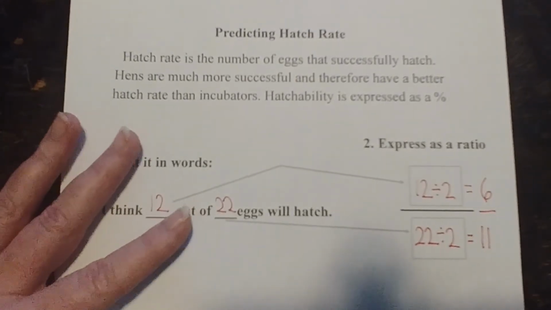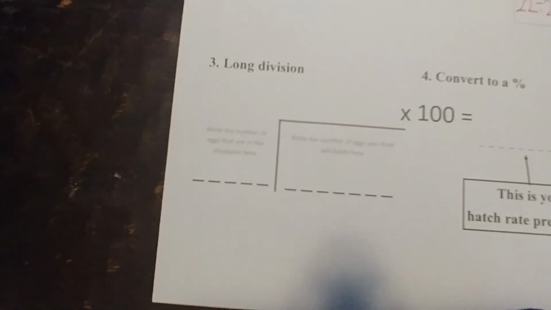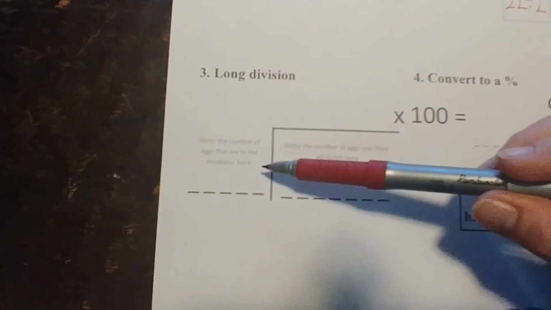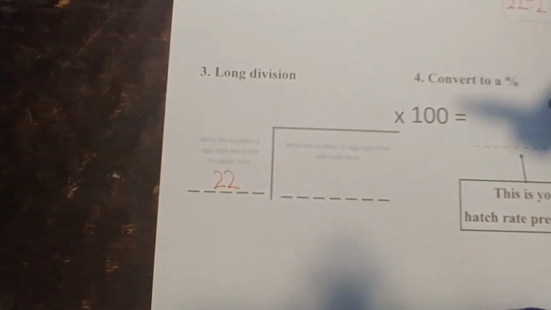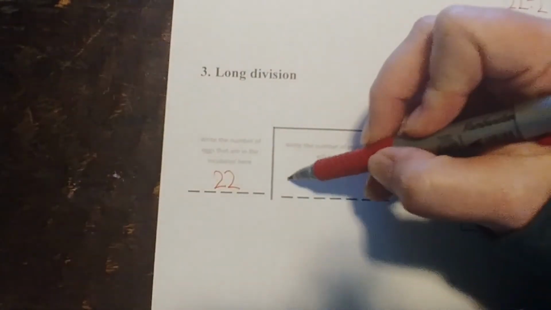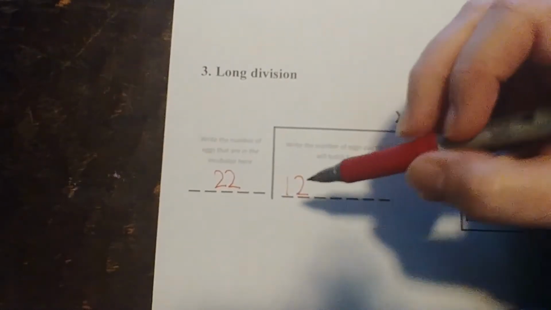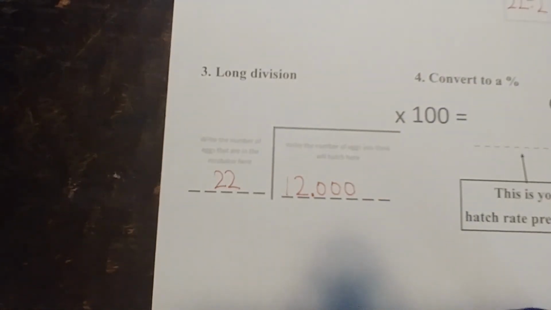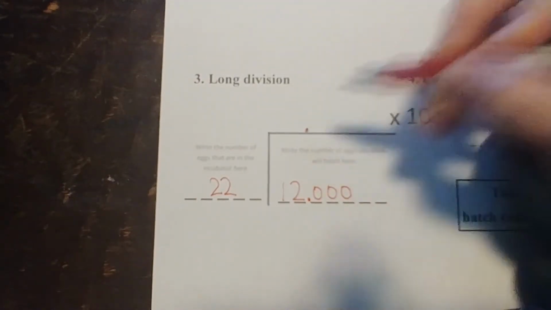All right, now we're going to move down, and hopefully I won't mess up my camera too much here. And we're going to do some long division. To do long division, the first thing says write the number of eggs that are in the incubator here. So that number we said was 22. Then it says write the number of eggs you think will hatch here. So I said 12, right? So 22 will not go into 12. It's too big of a number. So we're going to have to add some zeros. That means our final number is going to be a decimal number. So we're going to put this decimal up here.